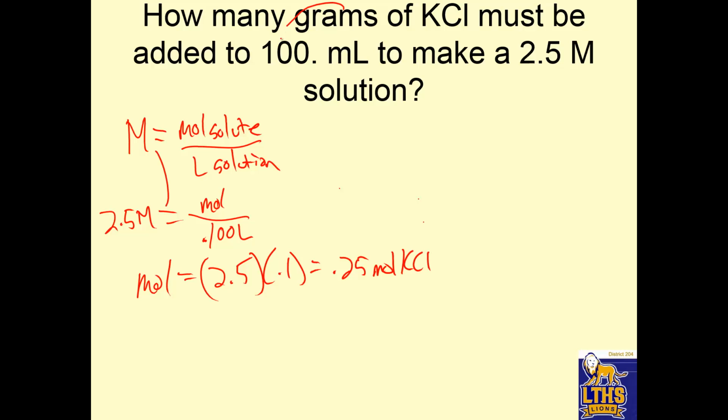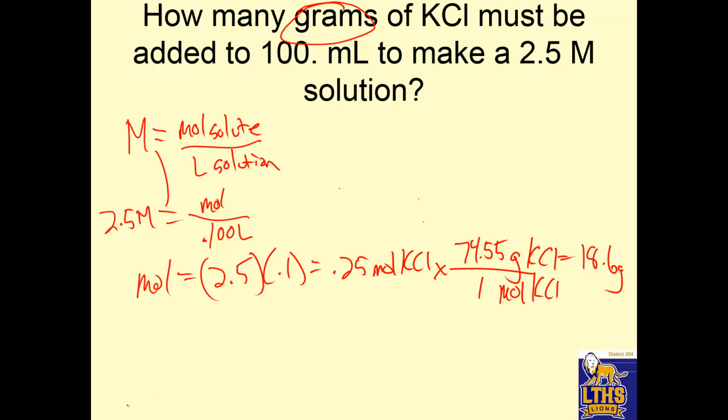Now the question asks for grams, so now I need to make that conversion. 0.25 moles, get out of moles, and go into grams. 1 mole is go to the periodic table. Potassium is 39.10, I hope. Yep. Plus 35.45, 74.55. So 0.25 times 74.55 is 18.6 grams.